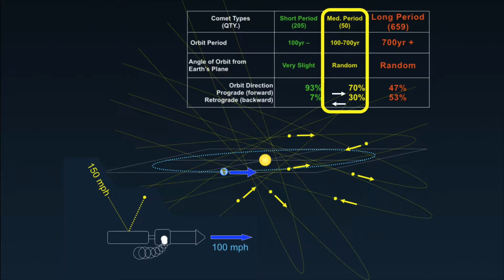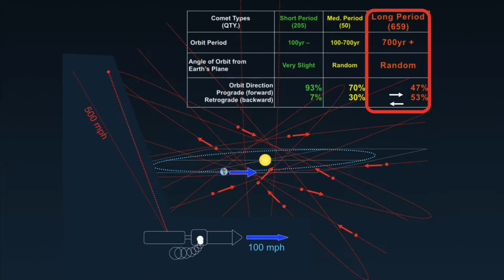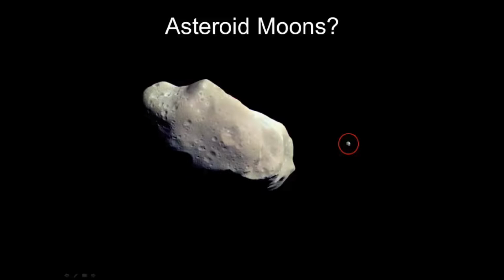That's why the short-term comets are mainly going our direction. And then if you threw it out at 150 miles an hour, well, yeah, now you're going to get more that can go the other way. And if you throw it out at 500 miles an hour, now you're getting pretty close to a 50-50 mix. So that explains it. How did asteroids get moons, which is really hard? And how do these things come together gently?